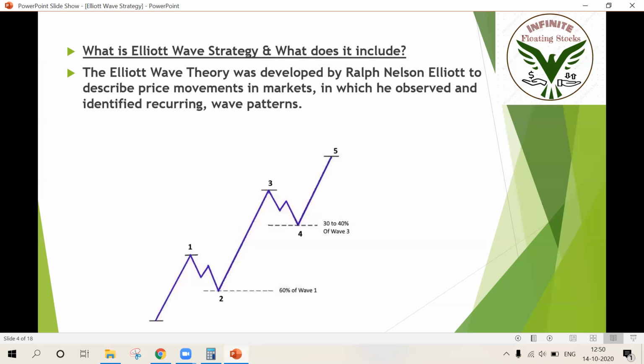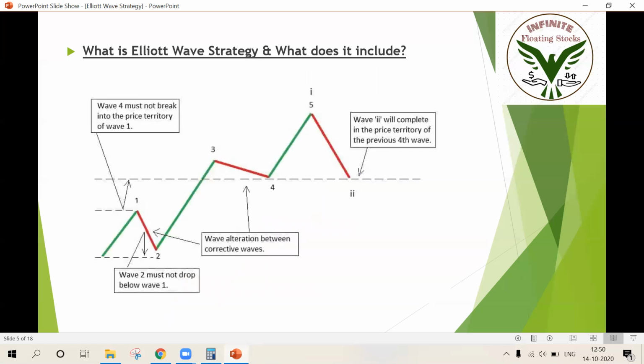Hoping that you guys are very clear with the first slide. So all right, what is an Elliott wave strategy and what does it include? Very simple, I already explained it. This is point 0, this is point 1, this is 2, this is 3, this is 4, this is 5. Look at the pullbacks. Even numbers are pullbacks. This is wave 2 and it's a pullback. This is wave 4 and it's a pullback. Look at wave 2. Wave 2 must not drop below wave 1. This is wave 1, and wave 2 is a pullback, and wave 2 should not drop below wave 1. Remember this point.